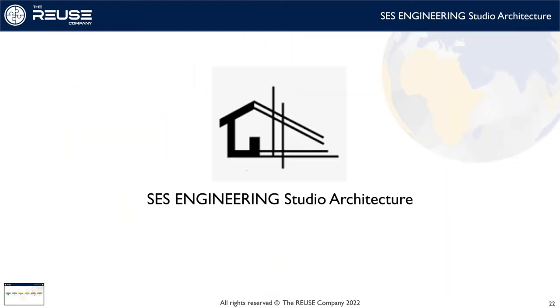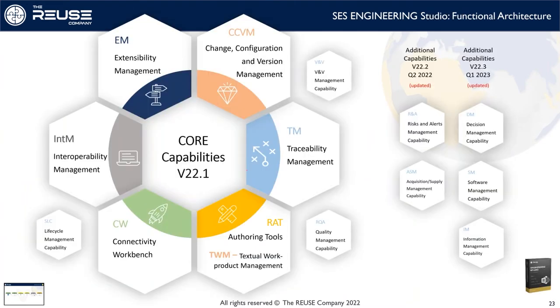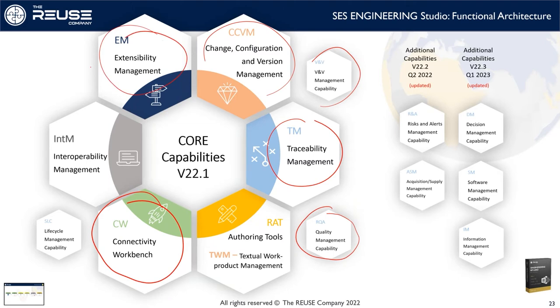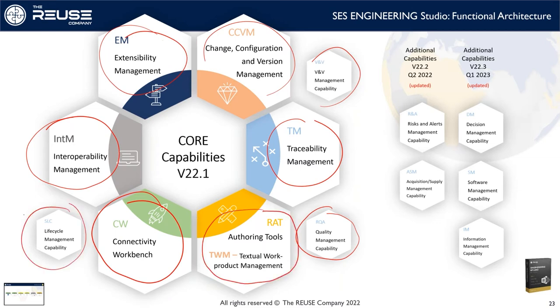That's where we are. Okay, very quickly, I would like now to describe how the different architectures are in the Engineering Studio. The functional architecture I have been describing to you: the connectivity workbench, and then we have all those technical management processes besides interoperability. So you see quality management, V&V management, change management, traceability management, extensibility management for creating your own connections, interoperability that we said, and then authoring that we have had, and lifecycle management, and then something else to come.